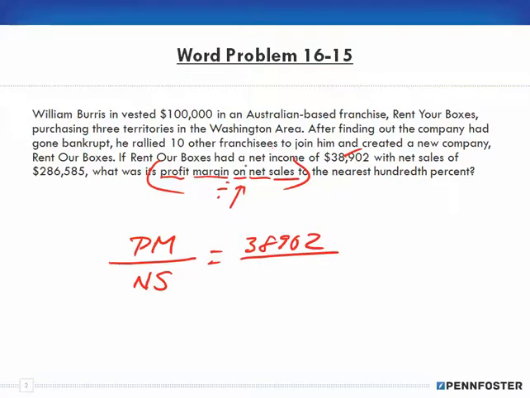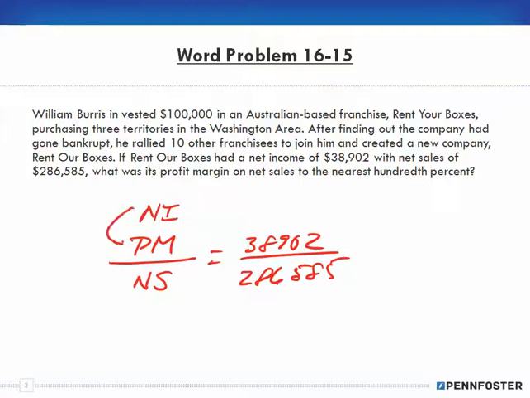It says it had a net income. Now remember, net income and profit margin are, to a certain extent, the same thing. With net sales, I know my net sales are $286,585. So all you really need to do here is just divide that profit margin, or the net income. These two terms are interchangeable within the context of this problem.